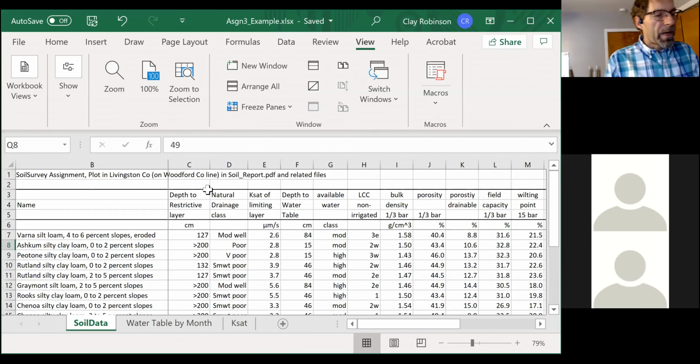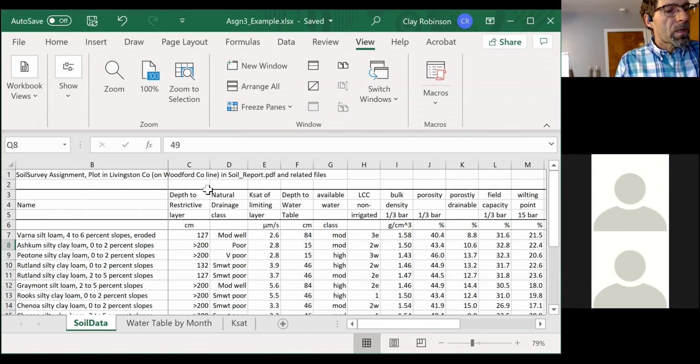And as you were working through your assignment 3, gathering data, you collected this depth to a restrictive layer. Why is that important? You can't put a tile line below a restrictive layer. It won't do any good. And if you've got a shallow restrictive layer, it's going to be difficult to tile that soil effectively. You have to lay the tile on top of that restrictive layer.